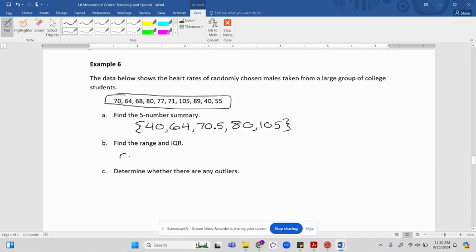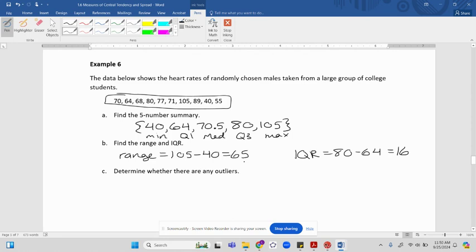First, the next question says, what is the range? Well, we know range is max minus min. So 105 minus 40, which is 65. And we know IQR is Q3 minus Q1. Q3 is 80. Q1 is 64, and so the IQR is 16. Remember, this is min, Q1, median, Q3, and maximum.